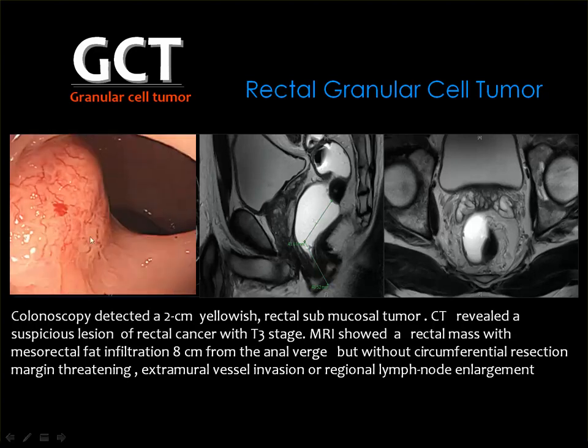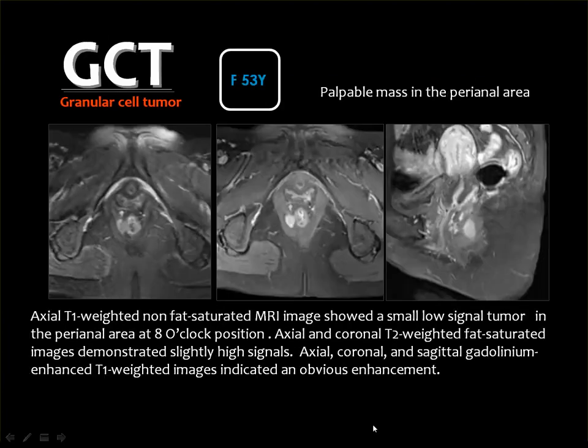And this is the endoscopic appearance of the tumor, which was suspected by endoscopy to represent rectal cancer, but the biopsy resulted in a granular cell tumor. Then this is another example.